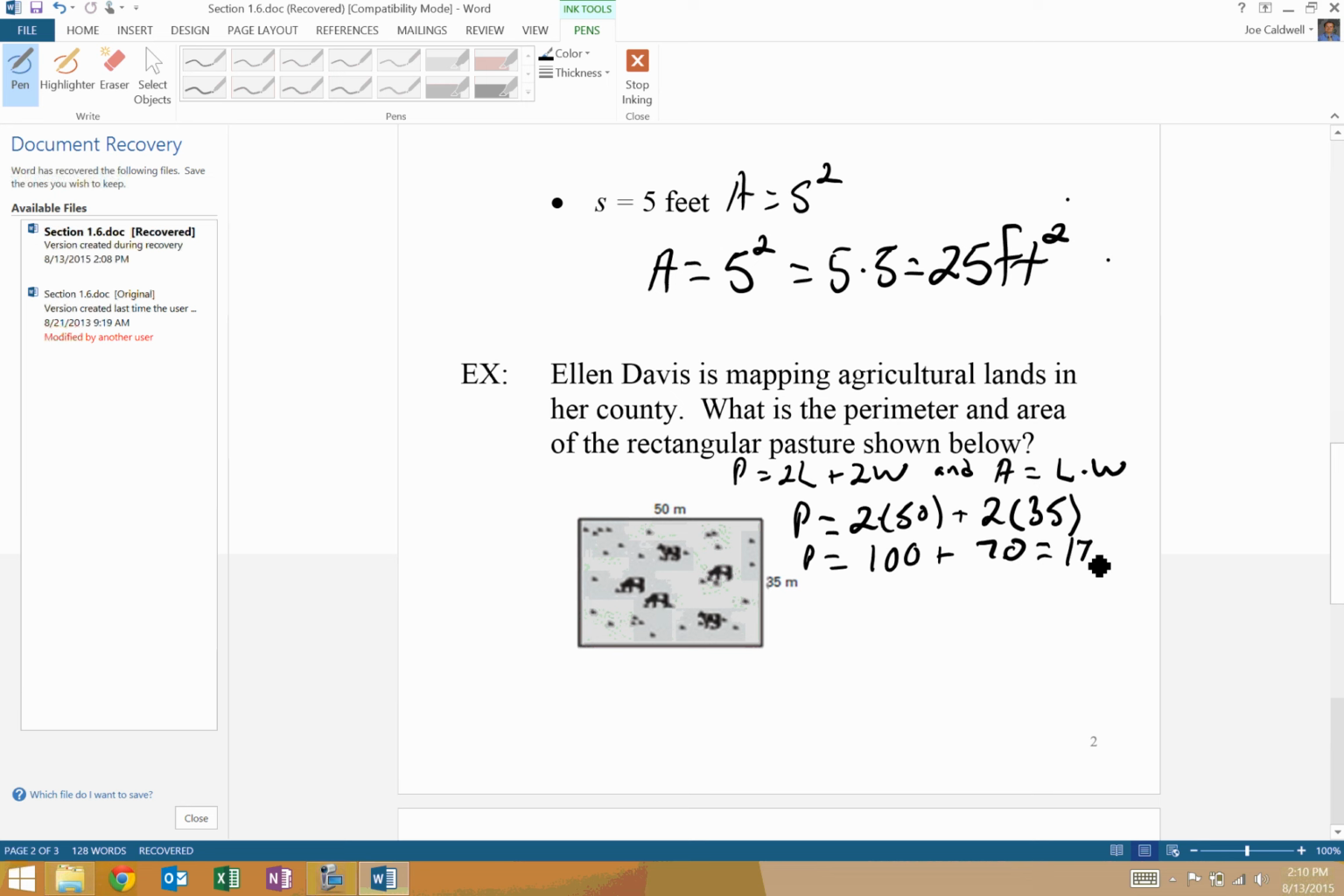And we're going to have 170, and let's look at the unit. It's meters, so we'll put an M there. So that's part of my answer. That would tell you how far all the way around. Area then would just be length, which is 50 times 35. And remember, it's going to be some type of squared unit, and so 50 times 35 equals 1750 meters squared. Squeeze it in there.